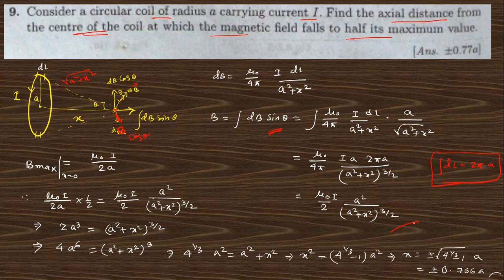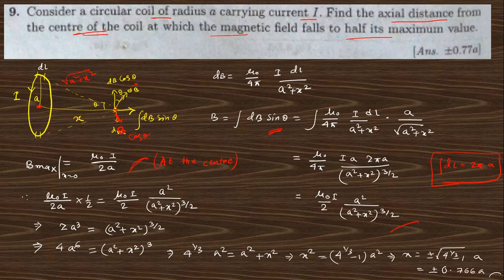Okay, now what is the maximum value? The maximum value will be when x equals 0. When x equals 0 you will get the maximum value, because this is a square. When you take this as 0, this gives you the maximum value, and this maximum value is this, which is at the center. At the center you will get the maximum magnetic field.